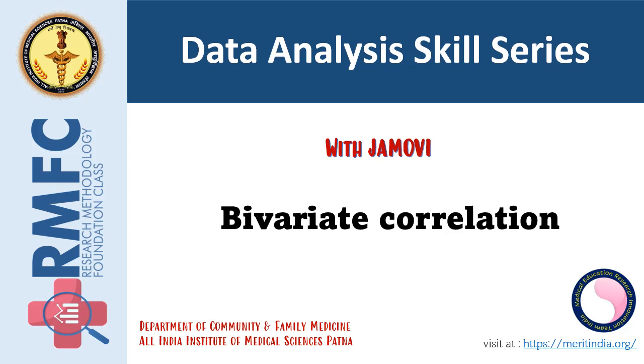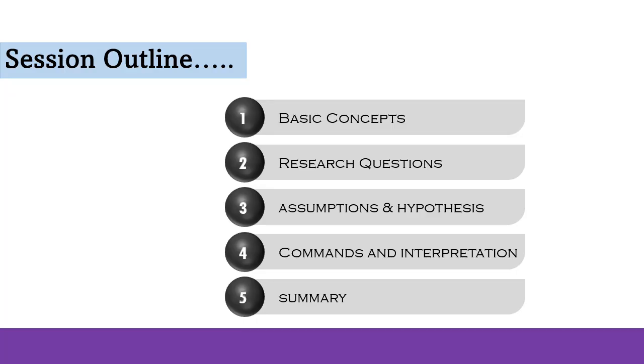In this session, we will learn bivariate correlation. So we'll learn this session under the following headings. First, we'll learn the basic concepts of bivariate correlation. Then what are the research questions for which we need bivariate correlation? The underlying assumptions and hypothesis for it. Then what are the commands, and after that output, how to interpret those commands and enter that result in a tabular format. And then at the last, we'll see the overall summary of the command.